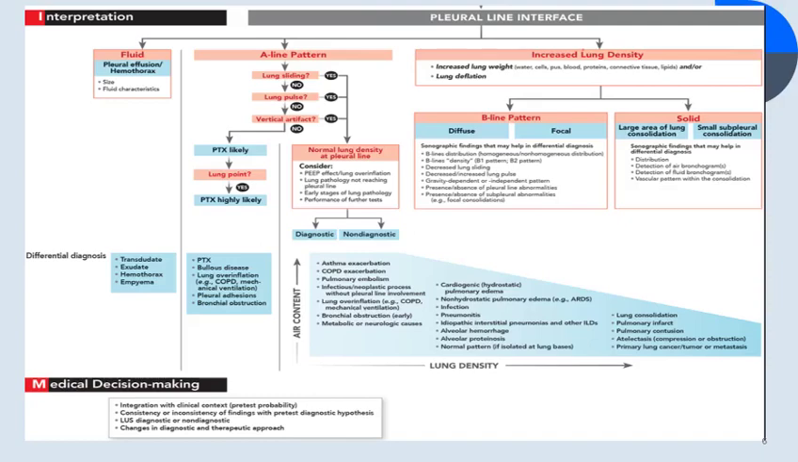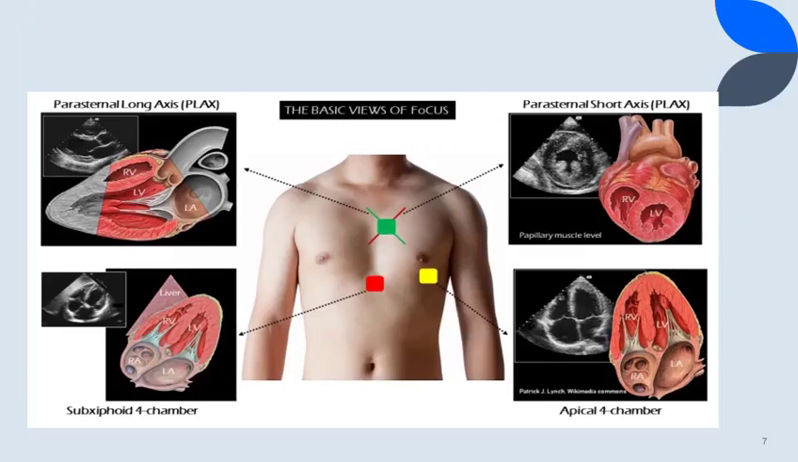This is an image of one of the protocols that are used in POCUS, which is your focused assessment thoracic echocardiography. We won't be dwelling much with regards to this protocol, although we'll be looking at two important views, which is your parasternal long axis view and your parasternal short axis view.